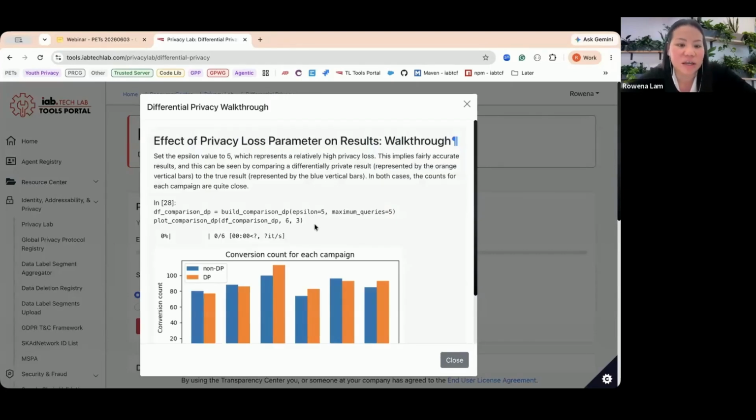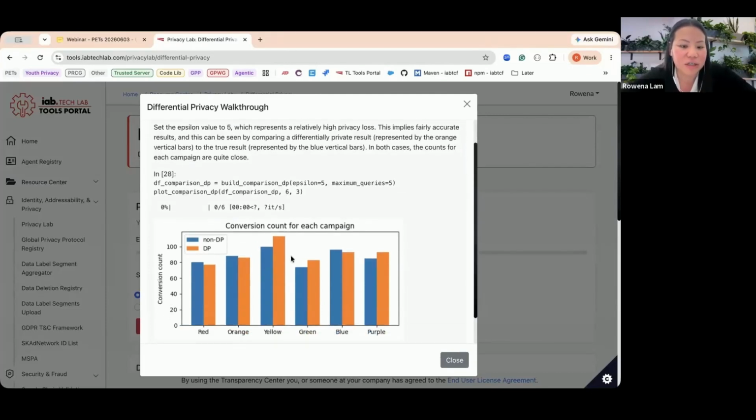And so if we set the epsilon to 5, the thing that you can see visually pretty easily at this point is that the orange bars, which is the differentially private result versus like no differential privacy applied, they're pretty close to the blue bars at this point. So stronger utility here, but ultimately weaker privacy, and you've spent more of your privacy budget.